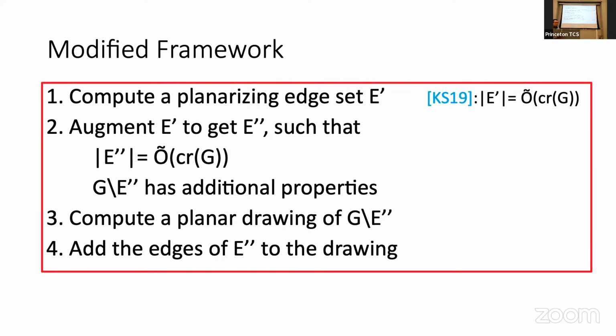After that, we allow ourselves to augment this planarizing set into a bigger one, such that the size is still not very large, approximately CRG. Apart from that, we have some additional properties of the remaining graph. The third and fourth steps are identical to the previous second and third steps: we now draw the graph in the plane and add missing edges back. It is the additional property that ensures there exists a near-optimal join that can be produced in this framework. This is an additional property that I will go into that really changes the game.